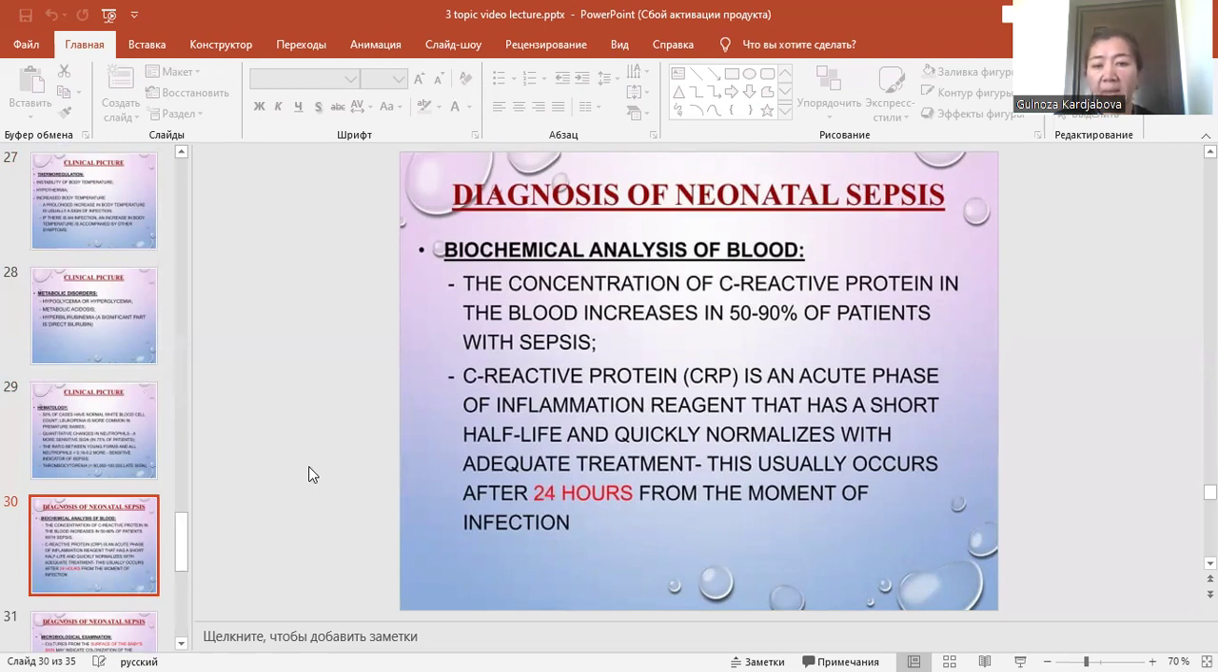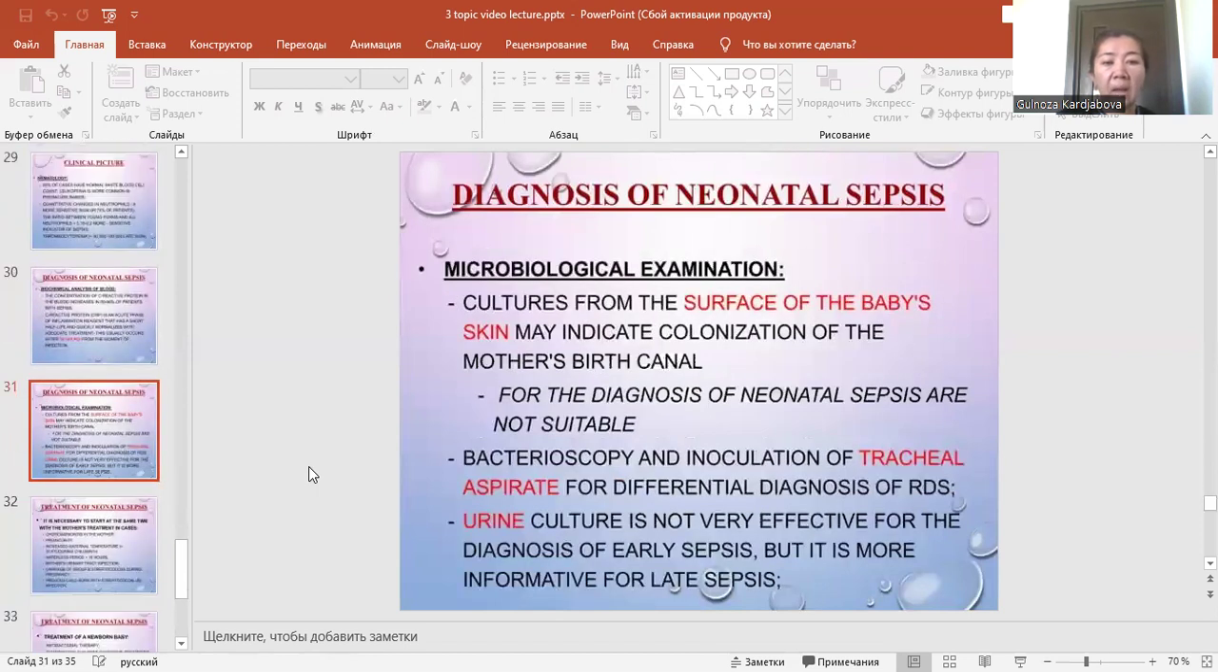C-reactive protein is an acute phase protein of inflammation that has a short half-life and quickly normalizes with adequate treatment. It usually rises 24 hours after the moment of infection. So, the microbiological examination: cultures from the surface of the baby's skin may indicate colonization from the mother's birth canal. They are not suitable for the diagnosis of neonatal sepsis.